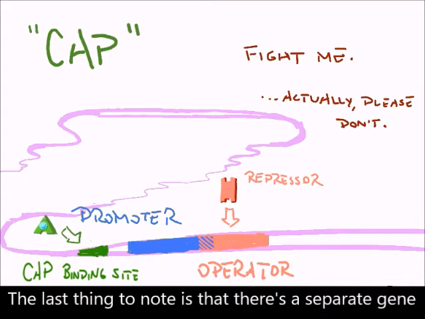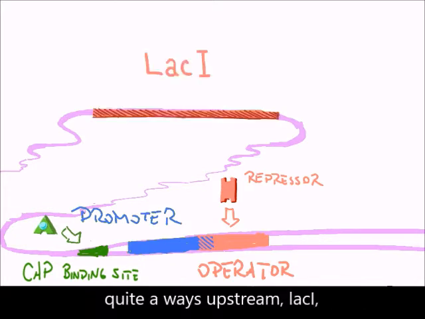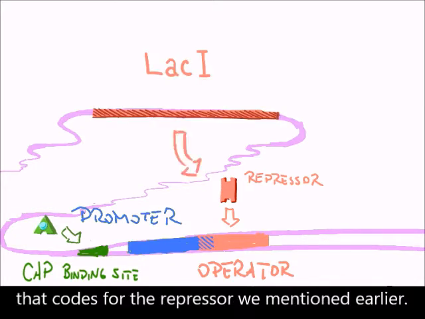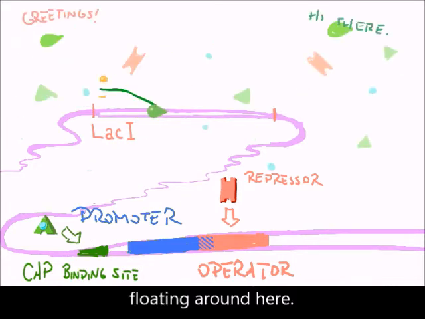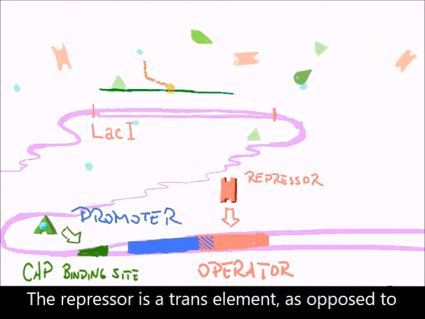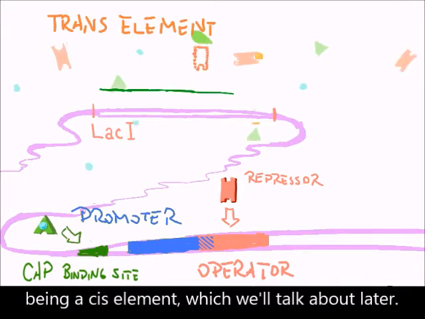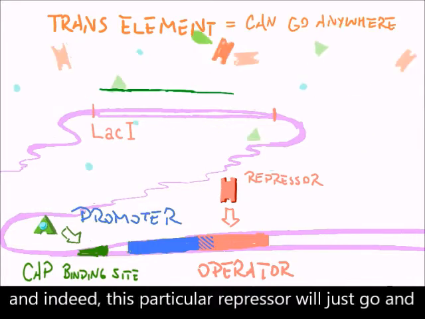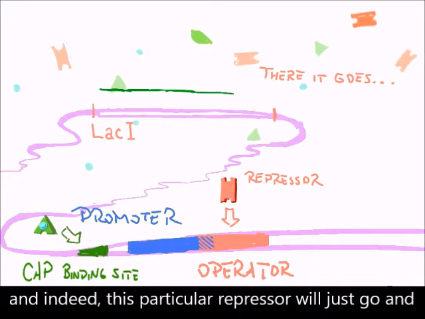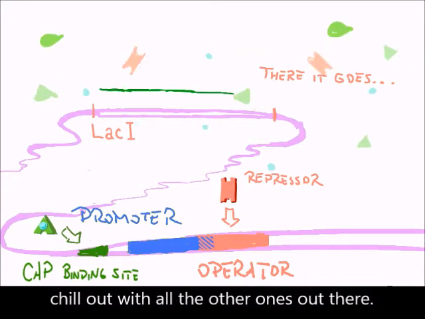The last thing to note is that there's a separate gene quite a ways upstream, lacI, that codes for the repressor we mentioned earlier. By the way, say hi to all the other proteins floating around here. Hi, proteins. The repressor is a trans element, as opposed to being a cis element, which we'll talk about later. A trans element can go anywhere in the cell, and indeed this particular repressor will just go and chill out with all the other ones out there.